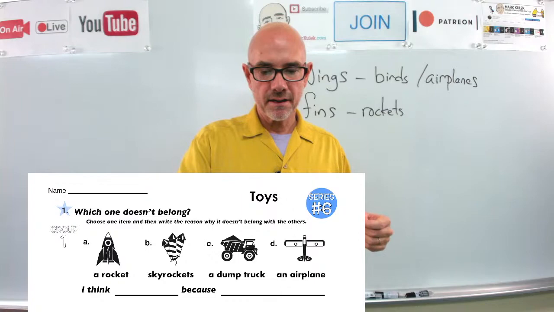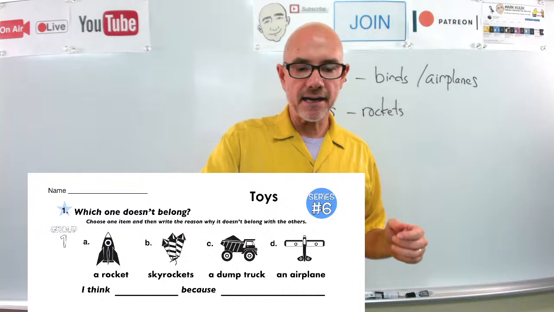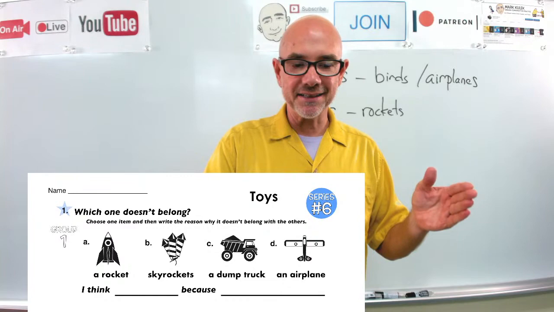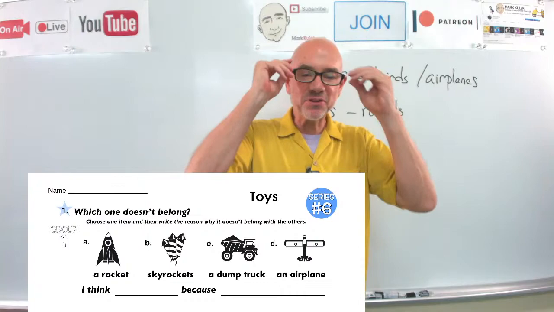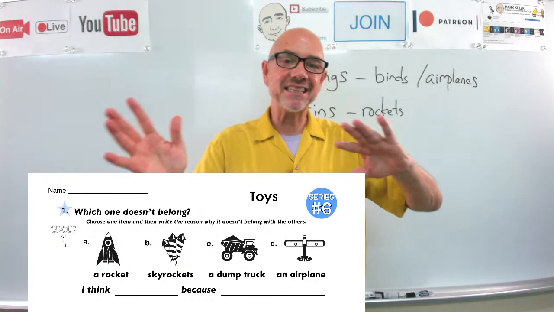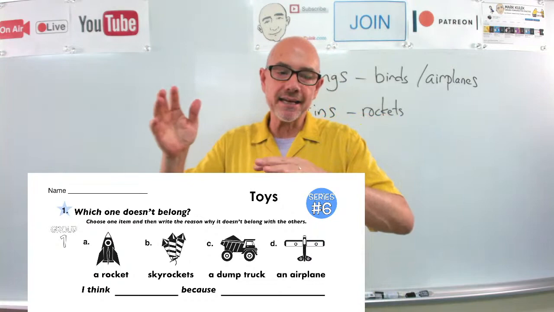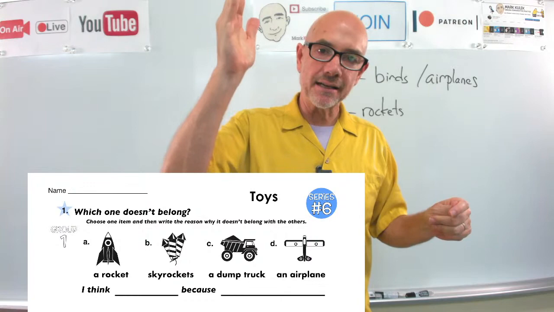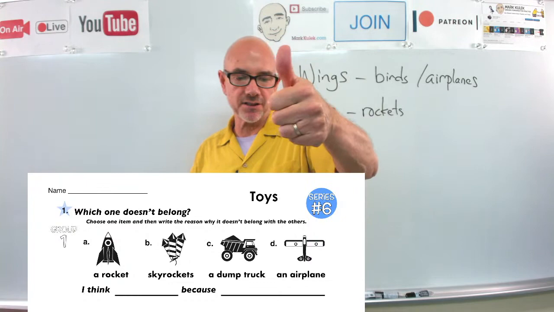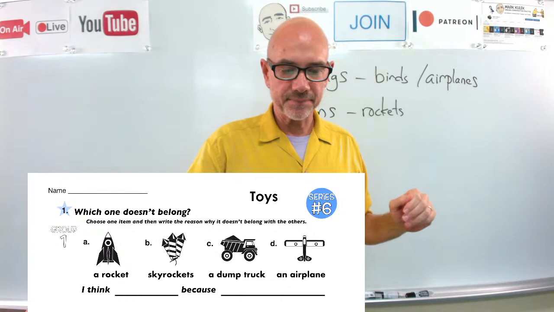Oh, sorry, Andy. Let me see yours. Okay, Andy says, I think a dump truck, because it is used to get rid of things, but the others are used to fly. Yeah, that's right. The purpose of a dump truck is to take things away. For example, if they're making a building, they need to take away dirt, they need to take away rocks. They take the rocks and dirt away with dump trucks, yeah? So that's a good one. Andy, that's very good. Okay, good, good, good. I like your answers, everyone.